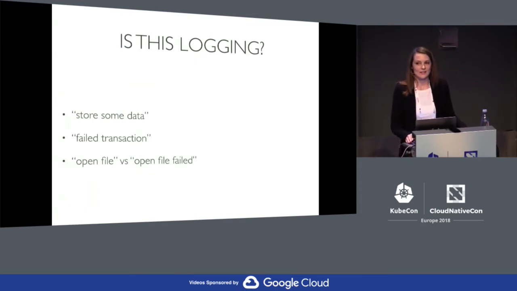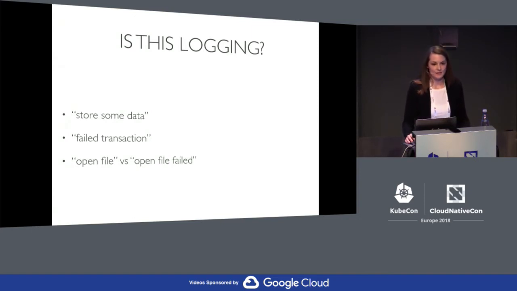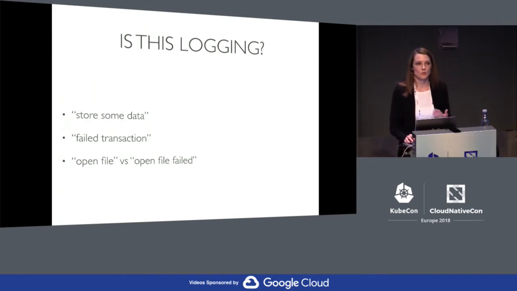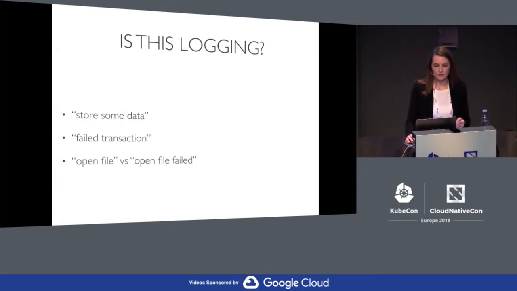So I don't like seeing log statements like this. Store some data. What are you storing? Where are you storing it? It's not really giving me any information. And a failed transaction. What failed? How did it fail? And how do you query for open file or open file failed? What sort of data are you going to get back when you're looking for this? So let's see if we can do better.